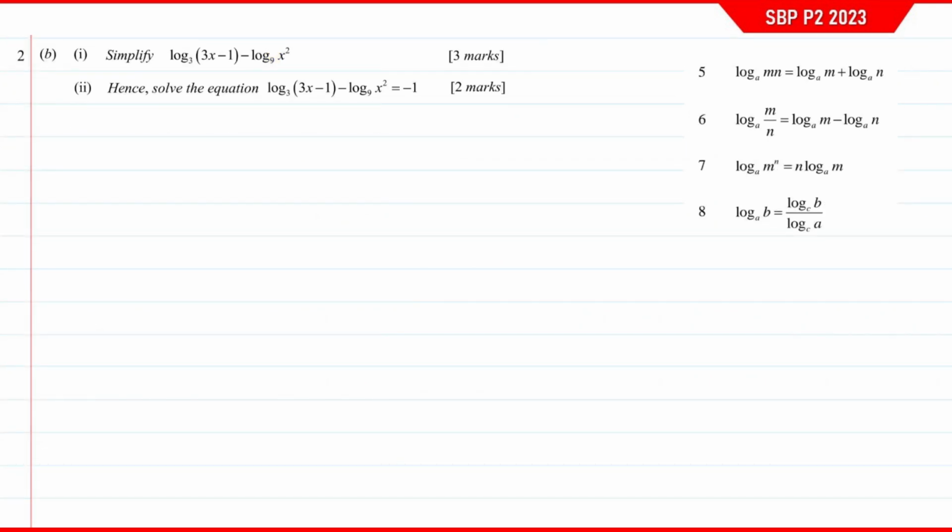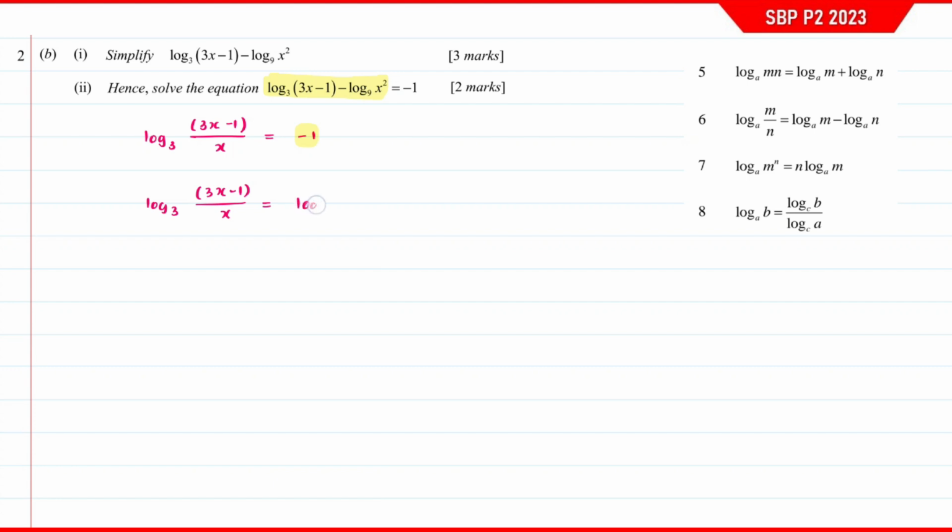Question B2. Hence, solve the equation log base 3 of 3x minus 1 minus log base 9 of x squared equal to negative 1. So from question B1, we already simplified this part. So now this equation will become log base 3 of 3x minus 1 over x equal to negative 1. To solve this, you can change this logarithmic form into index form. Or you can also change this negative 1 into log base 3. Then we can do comparisons.